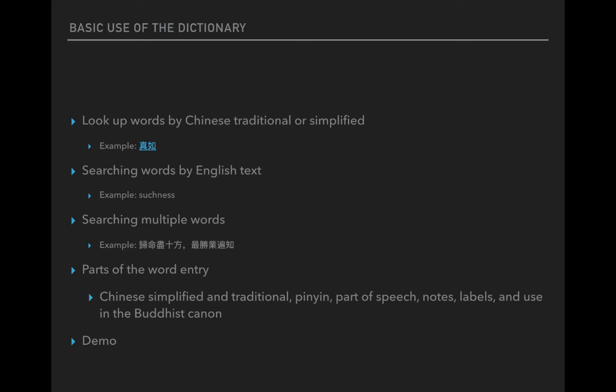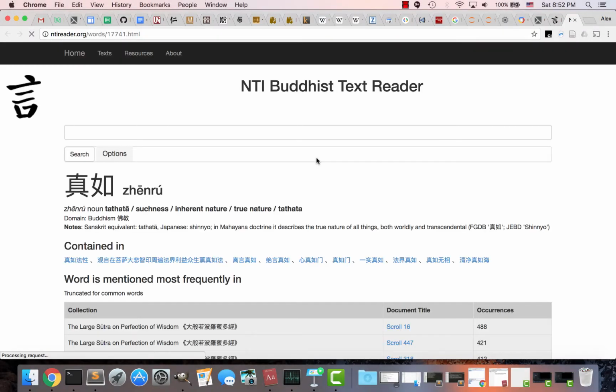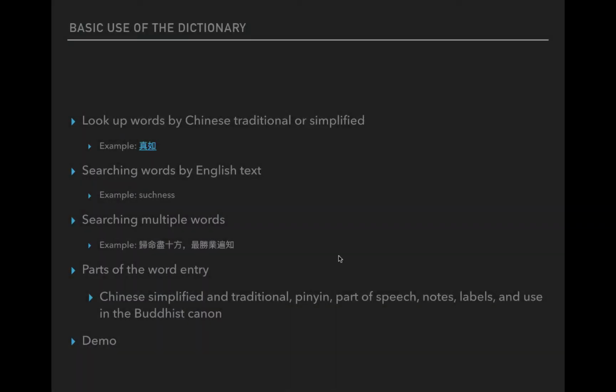Basic use of the dictionary. The dictionary is a Chinese to English dictionary, so the words are Chinese with explanation with English equivalents and some other information. To try it out, you can look up the word general or tathata. There we go, general. You can also search by English text, for example, suchness. You can also search for multiple words at once, for example, that text right there.